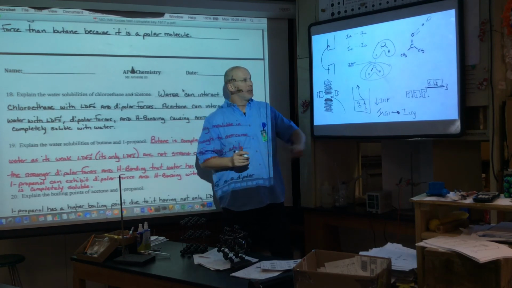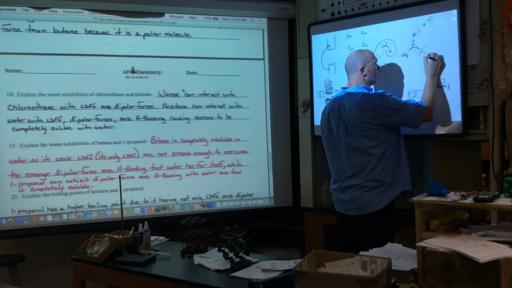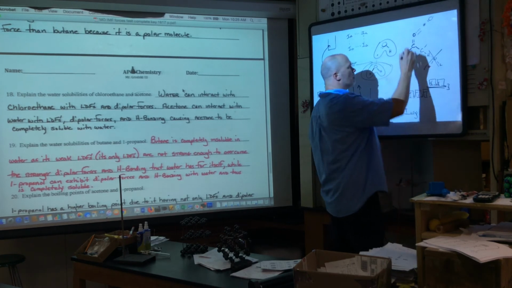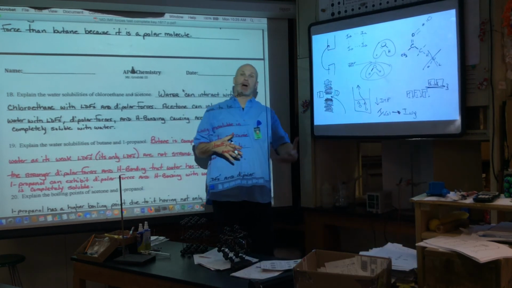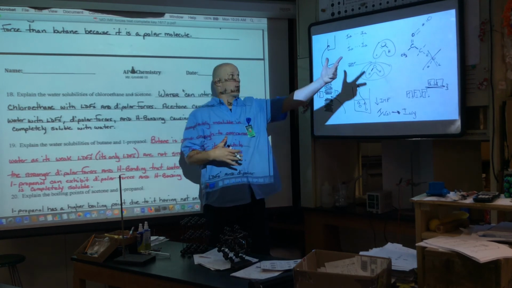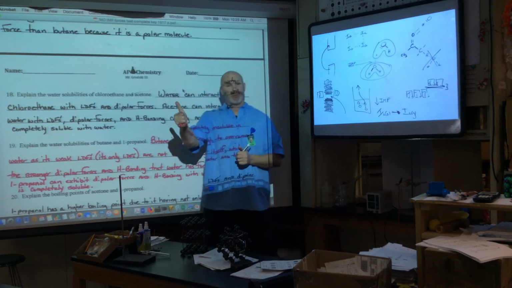It cannot take this H and attract the O of water. That does not happen. But this part does. So it does H bond with water. Which means water has H bonding, dipolar force, and LDFs. Well, with water, so does acetone. That's why it's soluble. Chloroethane can LDF with water.